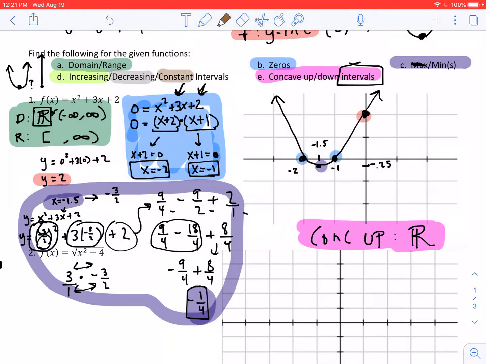But there's no point in really talking about constant intervals here because this graph is never constant. When I say constant, I mean perfectly flat. This graph is never perfectly flat. It's either rising or falling. So these constant intervals are of no use to us. But it is increasing and decreasing.